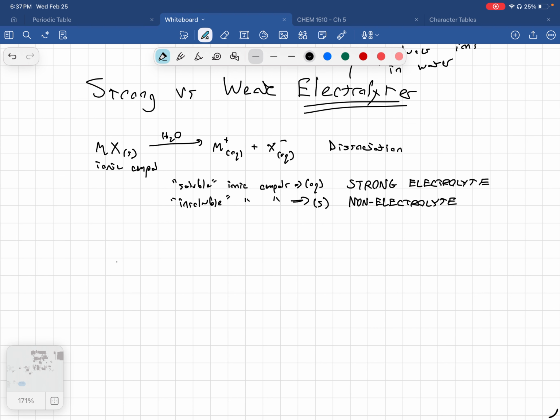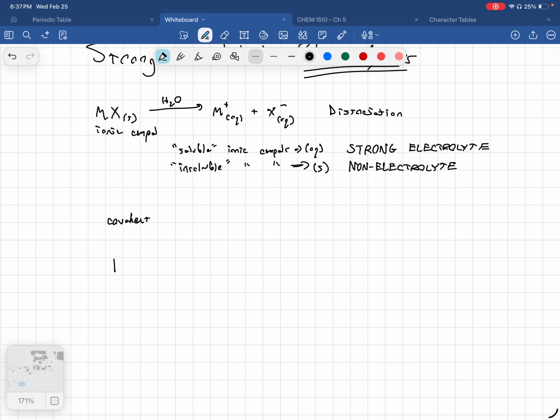Now, in terms of covalent compounds, a common species to look at was the acid. We know acids from our definitions. If we take an acid and place it in water, we'll talk about this reaction in more detail in this chapter. Let me differentiate this a little bit.